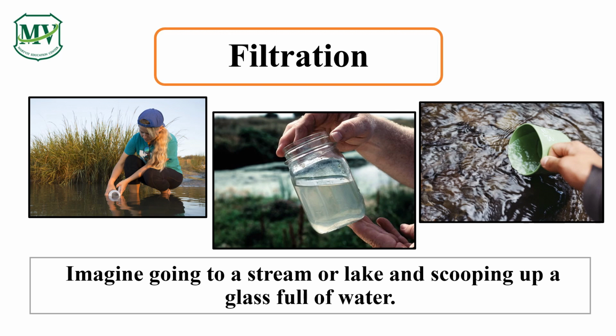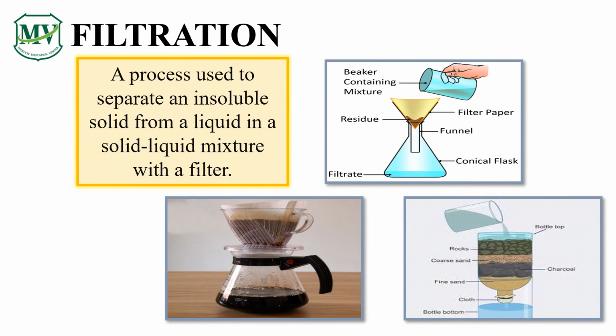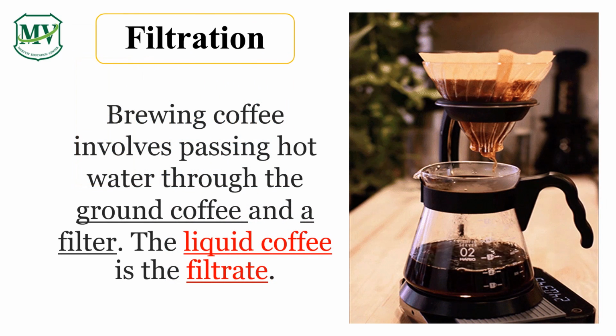So what is filtration? Filtration is a process used to separate an insoluble solid from a liquid in a solid-liquid mixture with a filter. This time, I want to show a very good example of filtration. Brewing coffee. Do you know what happens when we brew coffee?